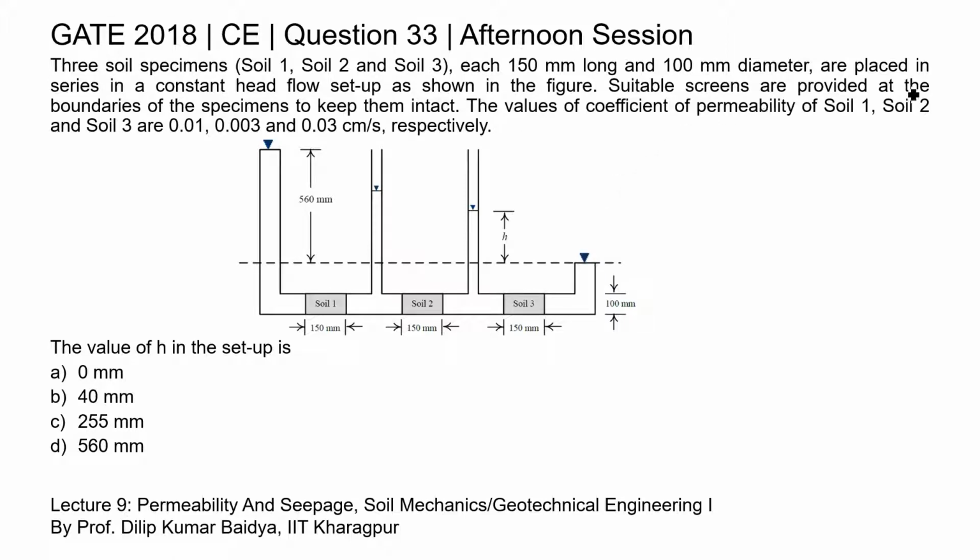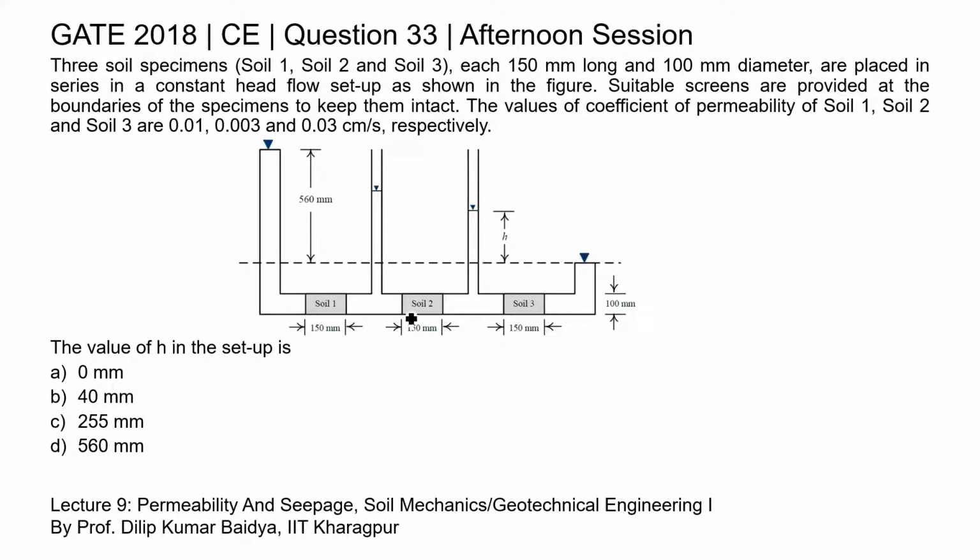Suitable screens are provided at the boundaries of the specimen to keep them intact. The values of coefficient of permeability of soil 1, soil 2 and soil 3 are 0.01, 0.003 and 0.03 centimeter per second respectively. The value of H in the setup is?